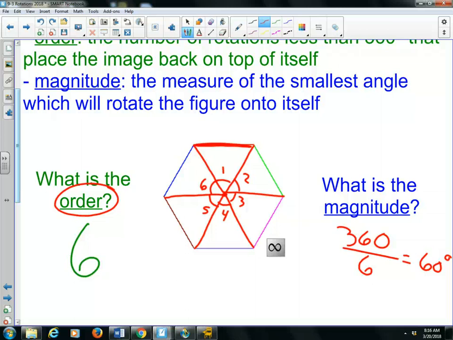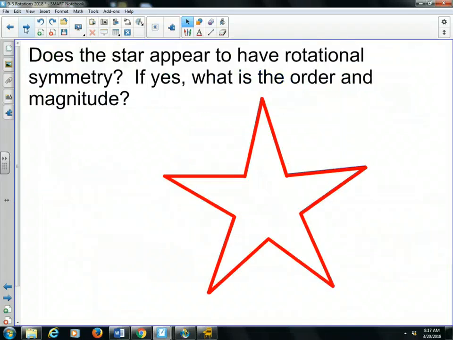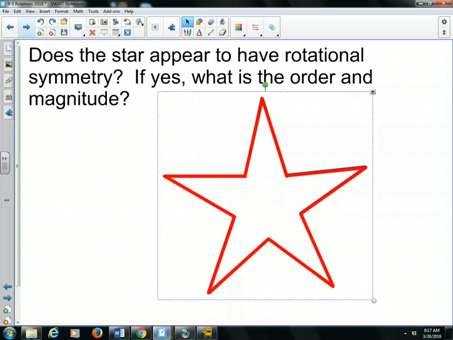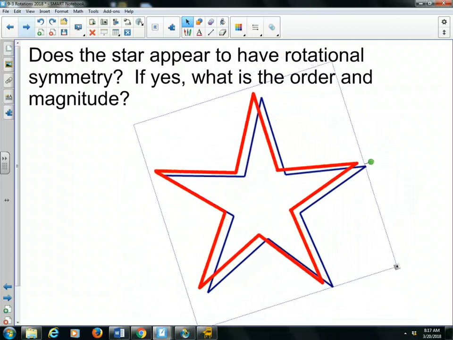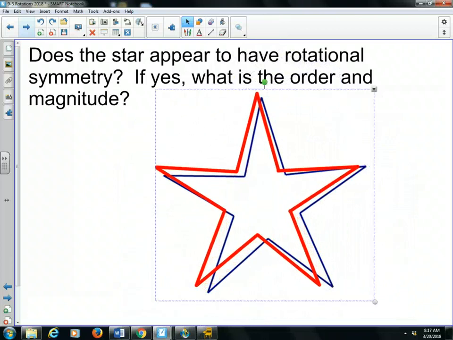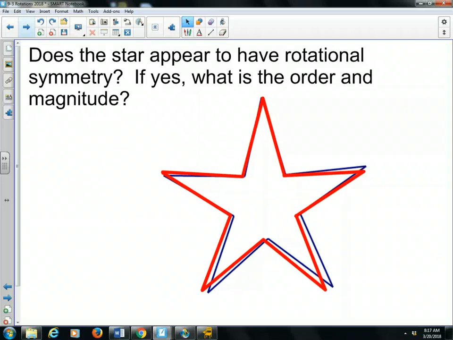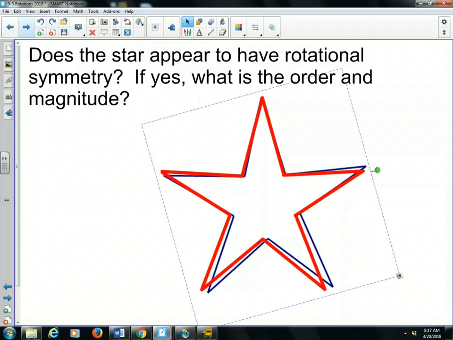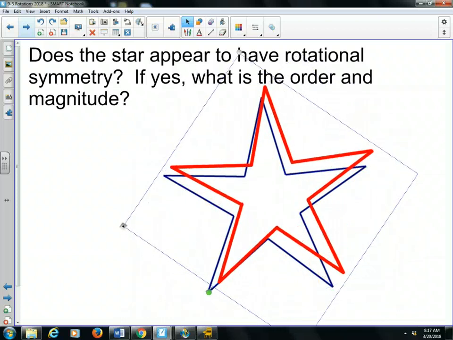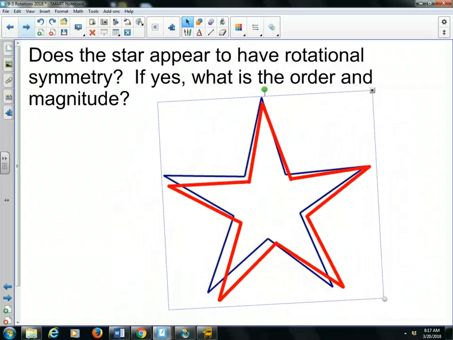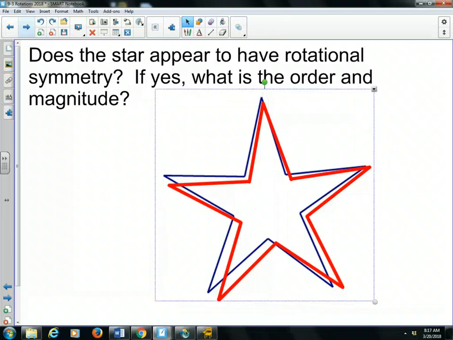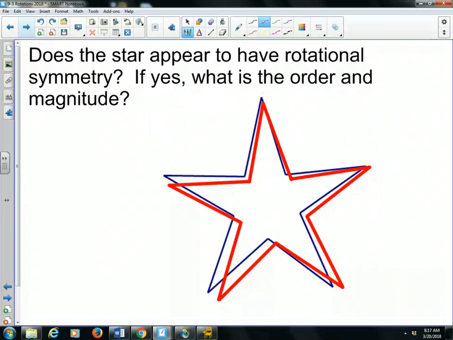In the hexagon, in any regular polygon, it's 360 divided by the number of sides, which is the order. Let's practice this again. Here we have the star. Does it appear to have rotational symmetry? Well, if I rotate it, it would fit on top of itself, right? So there is 1 time, and then I could rotate it again, so it would be 2 times, 3 times, 4 times, and then back up at the top again would be 5 times. So does the star appear to have rotational symmetry? Yes, it does. I could rotate it on top of itself 5 times.